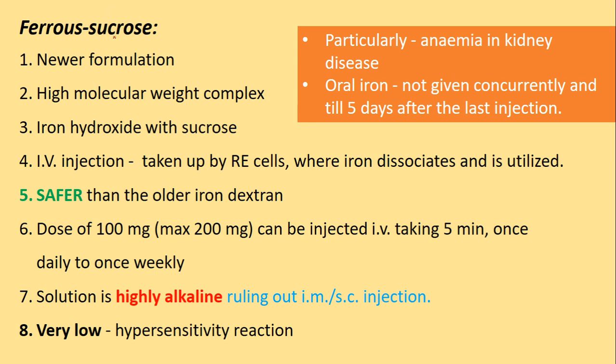Coming to the next preparation, that is ferrous sucrose. It's a newer formulation. It is also a higher molecular weight complex where iron hydroxide is complexed with the sucrose. It is injected through IV route. Again, the same process: it will be rapidly taken up by the reticuloendothelial cells, where the iron will get dissociated from the complex and the released iron will be utilized for heme synthesis. It's one of the safer drugs when compared to the iron dextran because it produces less anaphylactoid reaction. They are less antigenic in nature.